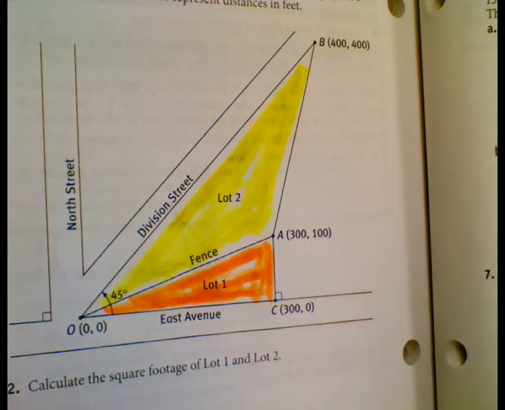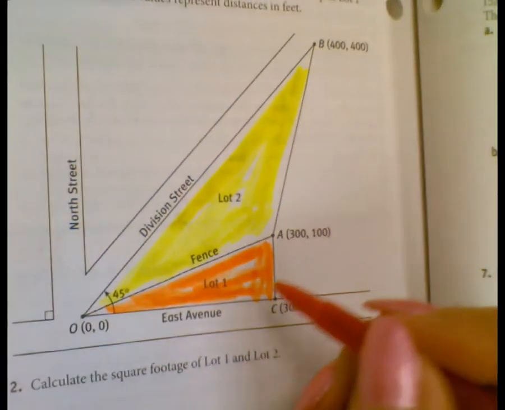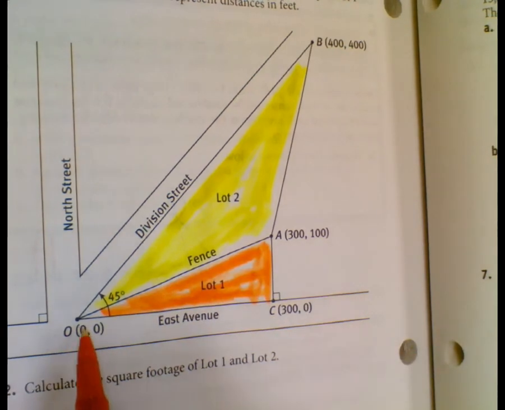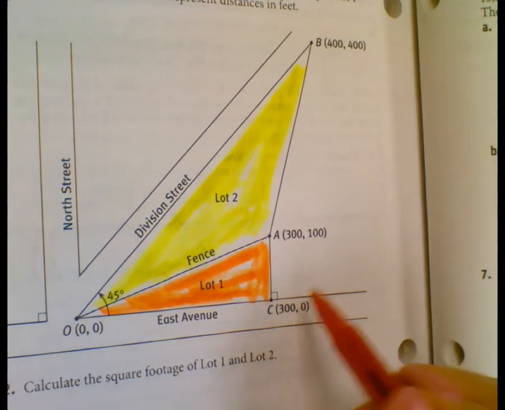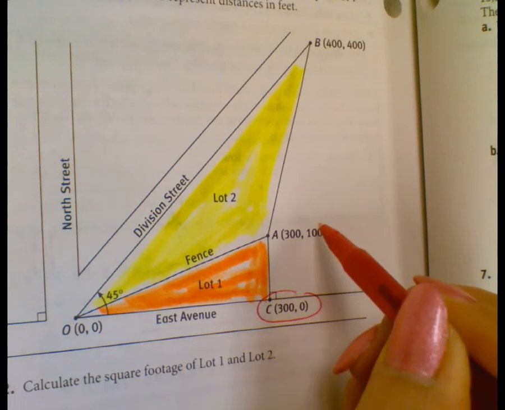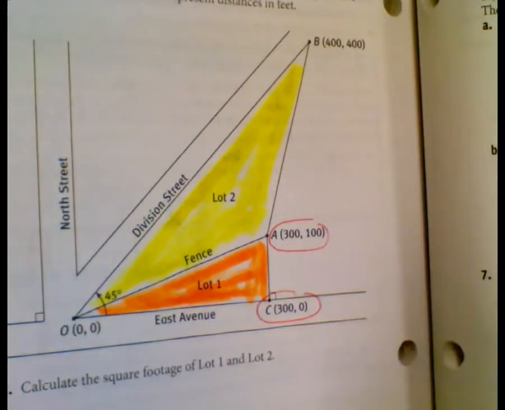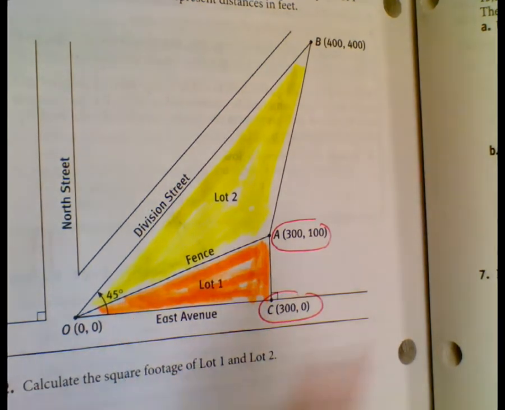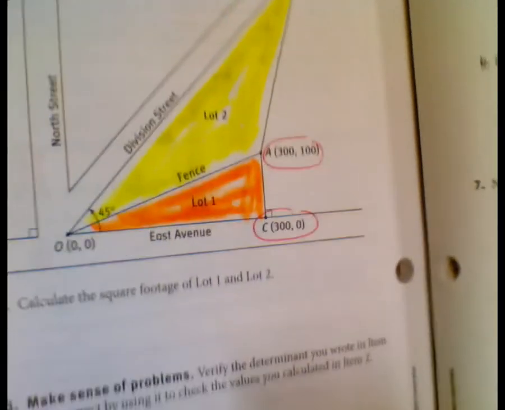Okay, so number 2 says calculate the square footage of lot 1 and lot 2. So lot 1, if you notice, the 2 ordered pairs, see how you got the 0, 0? The 2 ordered pairs are 300, 0 and 300, 100. Those are the 2 ordered pairs that, with the 0, 0, form this orange triangle. So lot 1, I'm going to move this down just a little bit.